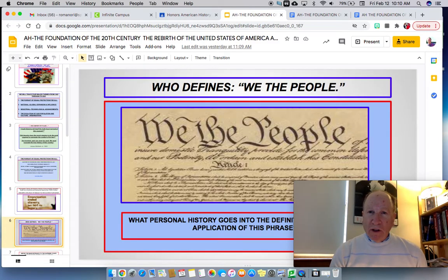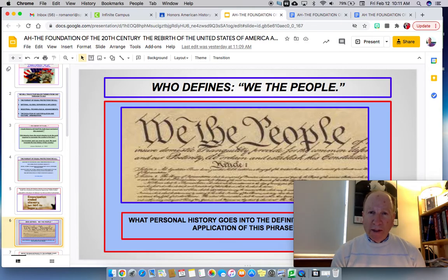We took a look at We the People. We've discussed that most people reading that phrase of the opening to our Constitution think that it applies to everybody, as it should. But we know that that definition is oftentimes in the control of those who are in control of our nation and of our thought process.